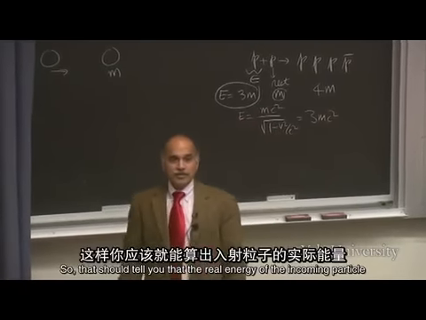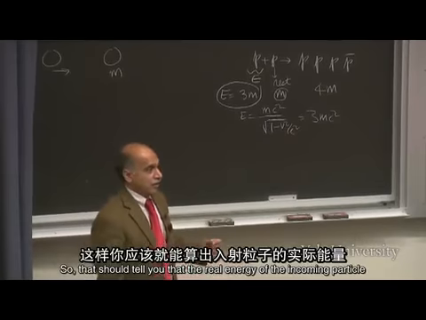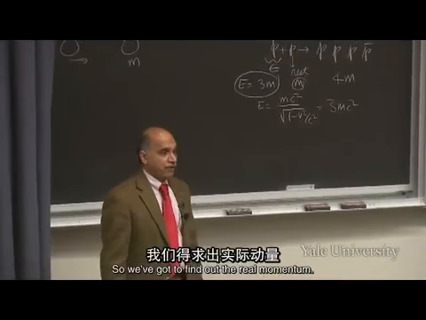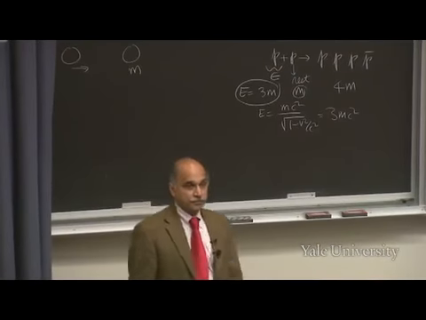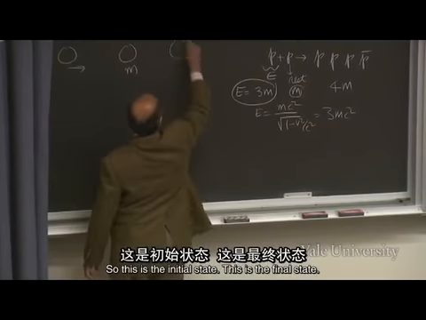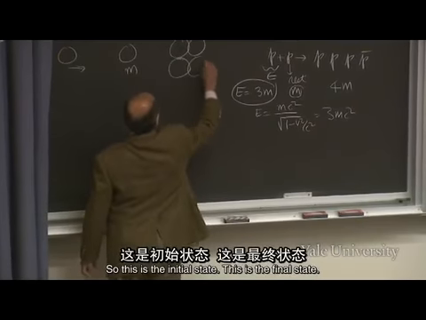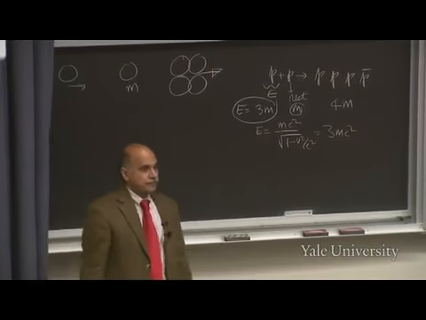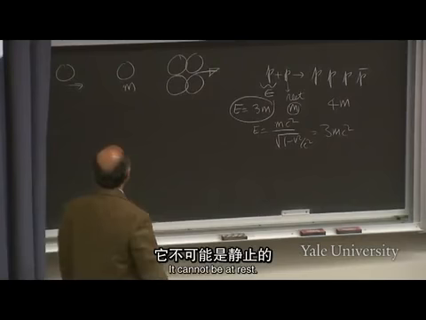So that should tell you that the real energy of the incoming particle has got to be more than just whatever I said, 3m. So we're going to find out the real momentum. The trick is again going to be the same. This is the initial state, this is the final state, but this final state has got some motion. It cannot be at rest.